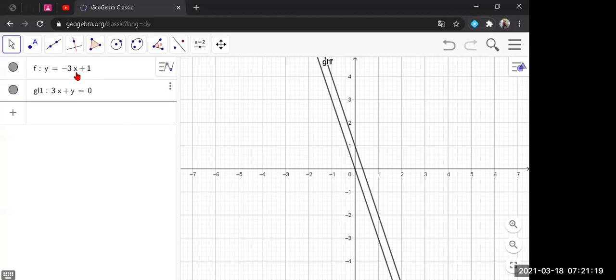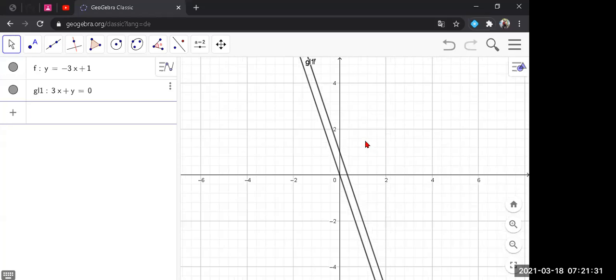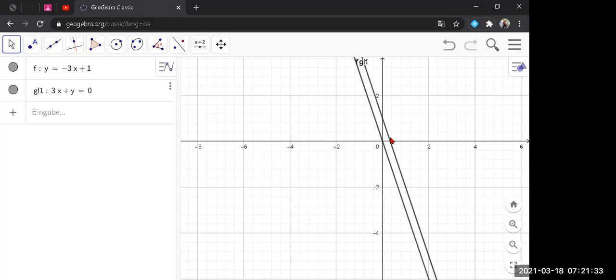I just plug in the equations. This is the first equation, y equals negative 3x plus 1. The second equation is 3x plus y equals 0. And it turns out, take a look, they're parallel lines, exactly what I was telling you. Parallel lines, where one has y-intercept 0. This is the first one, this one.